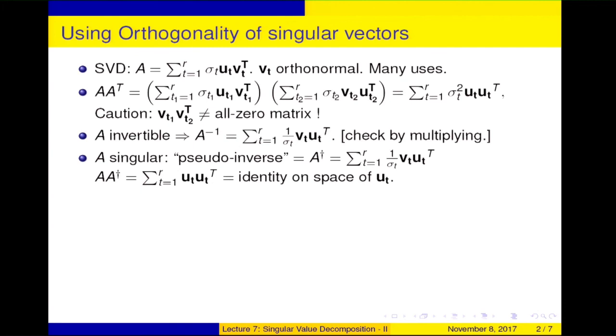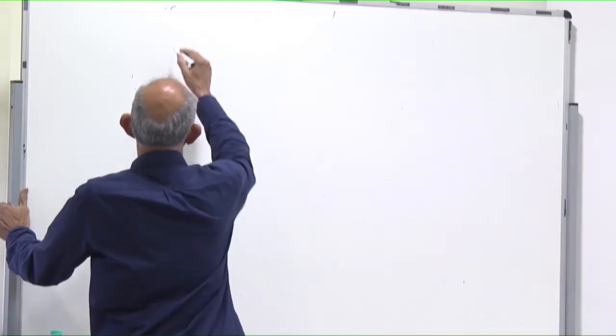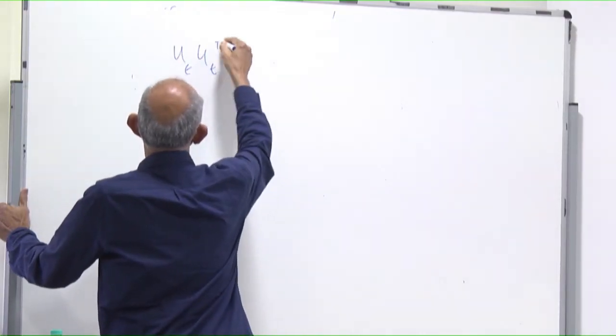So again, I'm going to check by multiplication. I multiply A with that, right? Cross terms go away. Sigma t times 1 over sigma t is 1, and you just get U_t U_t transpose. This is the identity, but not on all of space, right? So again, maybe it's worth pointing that out.